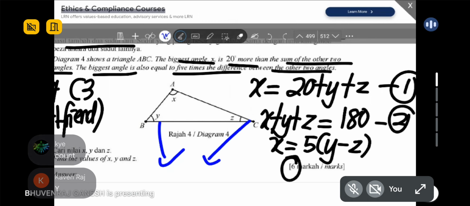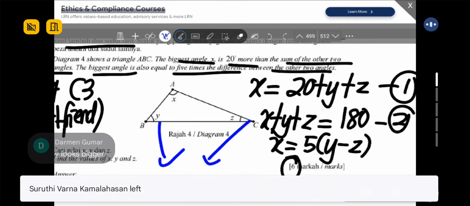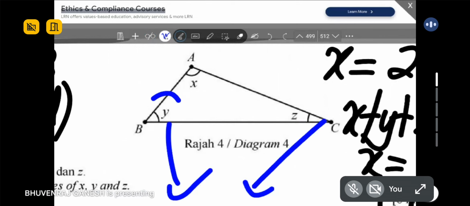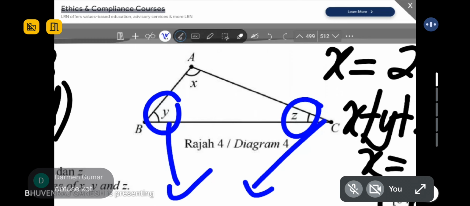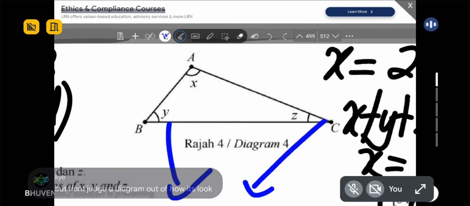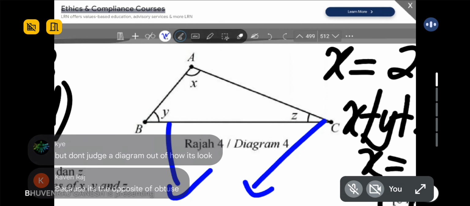Count lah. You cannot count yet. You cannot count. Y looks bigger. Smart. The answer is Y looks bigger. Y nampak lebih besar daripada Z. Okay, although this method actually cannot be used in the exam, you cannot judge based on how it looks in AdMaths or Maths, but in certain situations you can. Situasi-situasi tertentu boleh lihat wajar.